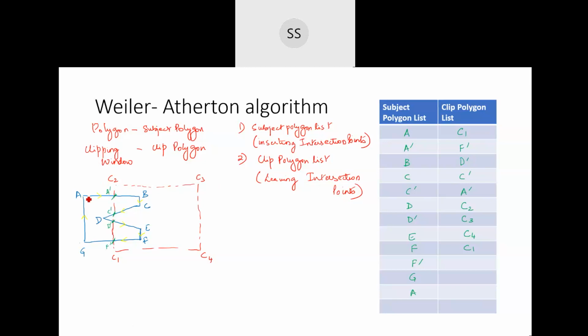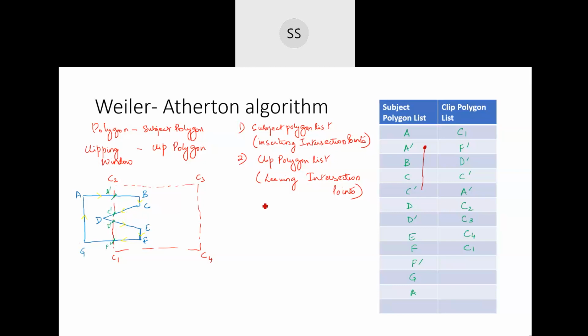In this case, my first point is A dash, so I'll start here. This is my starting point, my A dash. From A dash, I'll go to B. I have no problem there, it is an inside point. Then I go to C, I have no problem. From there, I go to my C dash. Now, what is the specialty of C dash? It is an intersection point of an edge which is said to be leaving my clip polygon.